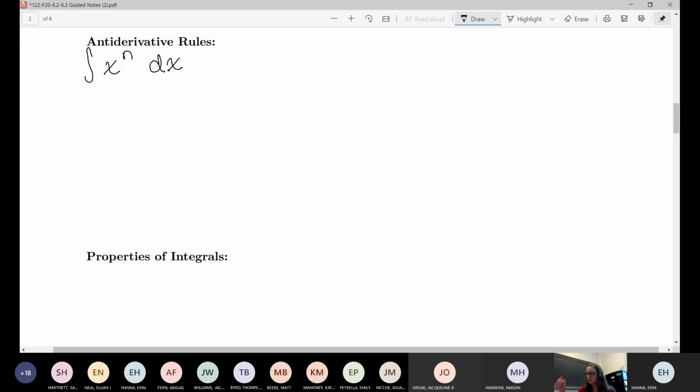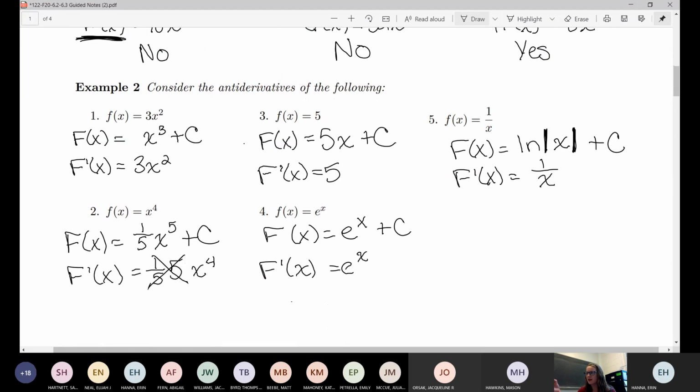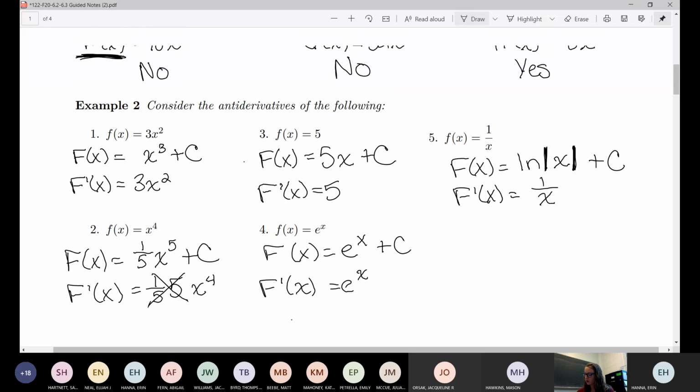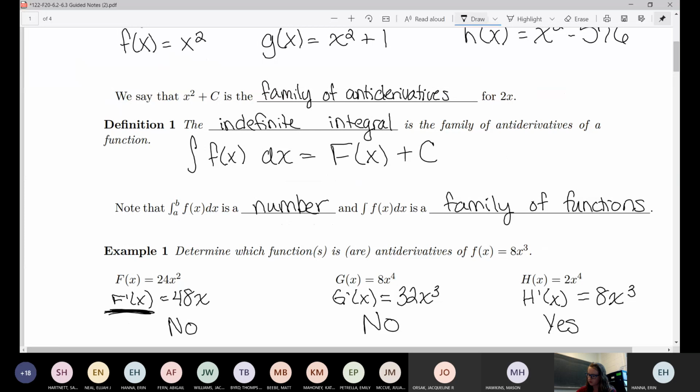Because I should be clear. I can ask you to find an antiderivative without phrasing it as an integral. That's perfectly fine and acceptable. I can say find the antiderivative of this function. But if I ask you to take the indefinite integral of a function, that is the exact same thing as asking you to find the antiderivative. Okay, so just saying find the antiderivative and writing it like an integral is the same thing.